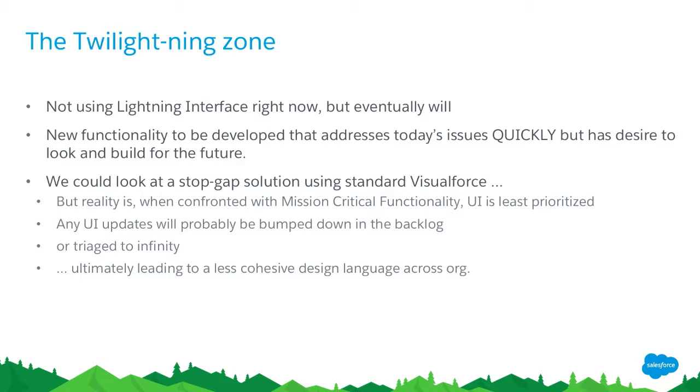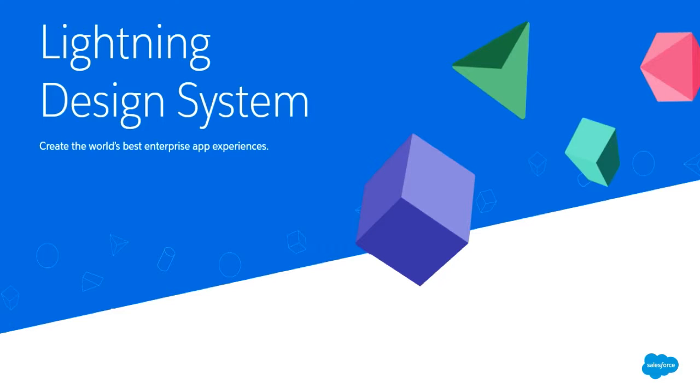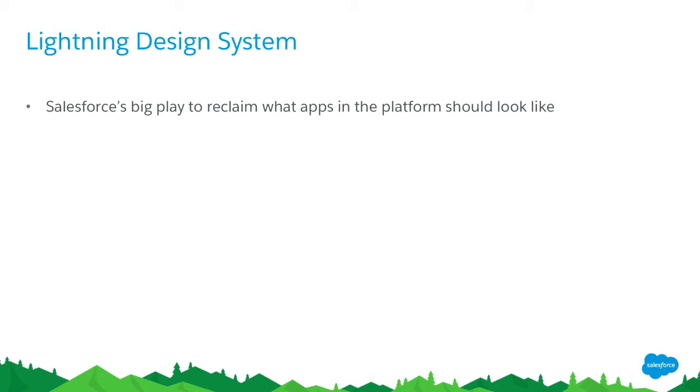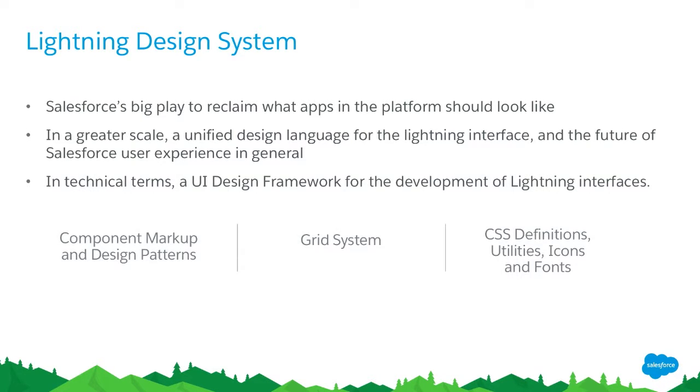So we were thinking about what to do, and we found out about the Lightning Design System. The Lightning Design System is basically Salesforce's big play to reclaim what apps look like in the platform. On a greater scale, it's a unified design language for the Lightning interface and for the future of Salesforce user experience in general. In technical terms, it's a UI design framework for the development of apps in the new Lightning interface.